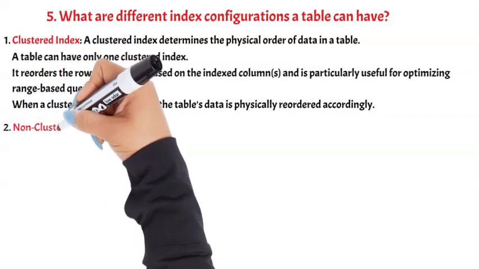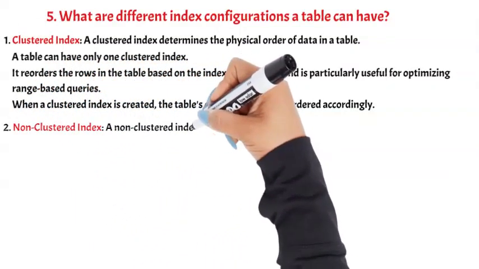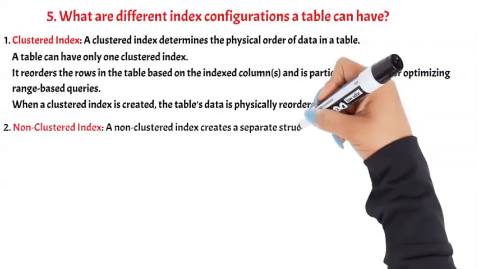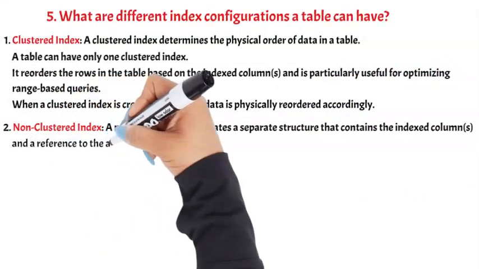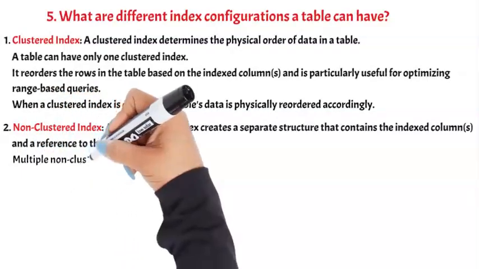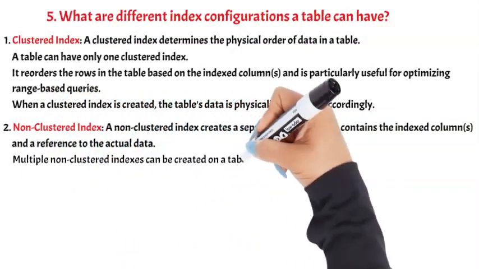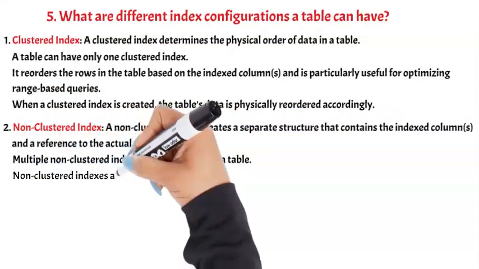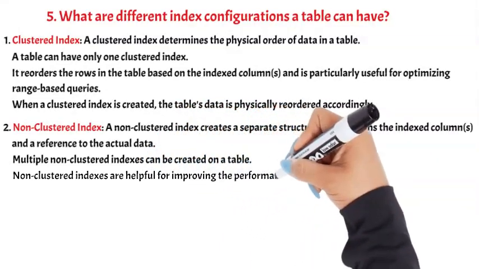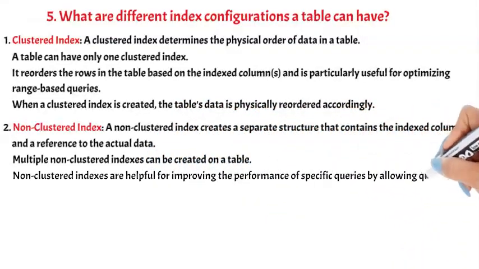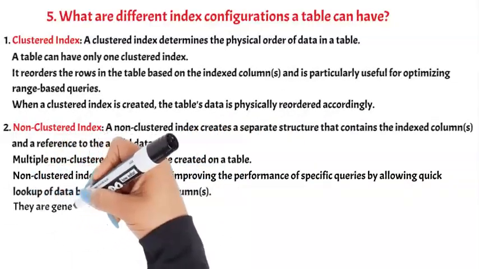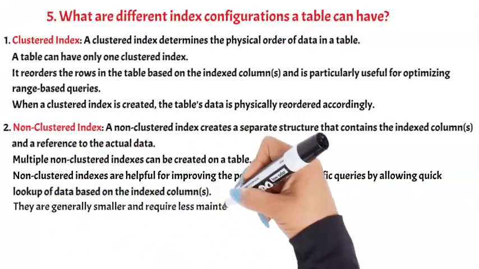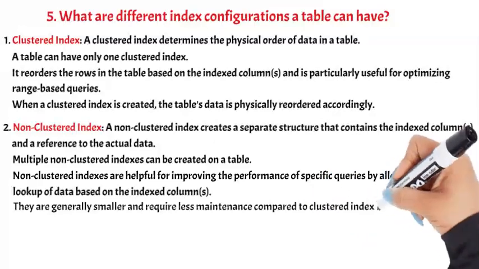2. Non-clustered index. A non-clustered index creates a separate structure that contains the indexed columns and a reference to the actual data. Multiple non-clustered indexes can be created on a table. Non-clustered indexes are helpful for improving the performance of specific queries by allowing quick lookup of data based on the indexed columns. They are generally smaller and require less maintenance compared to clustered indexes.